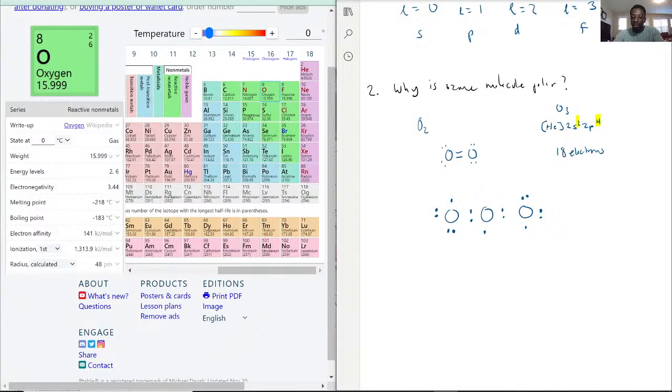Oh, I started counting wrong. It's going to be 2, 3. Why did I do that again? It's going to be 3, 4, 5, 6. So this oxygen is content, okay?